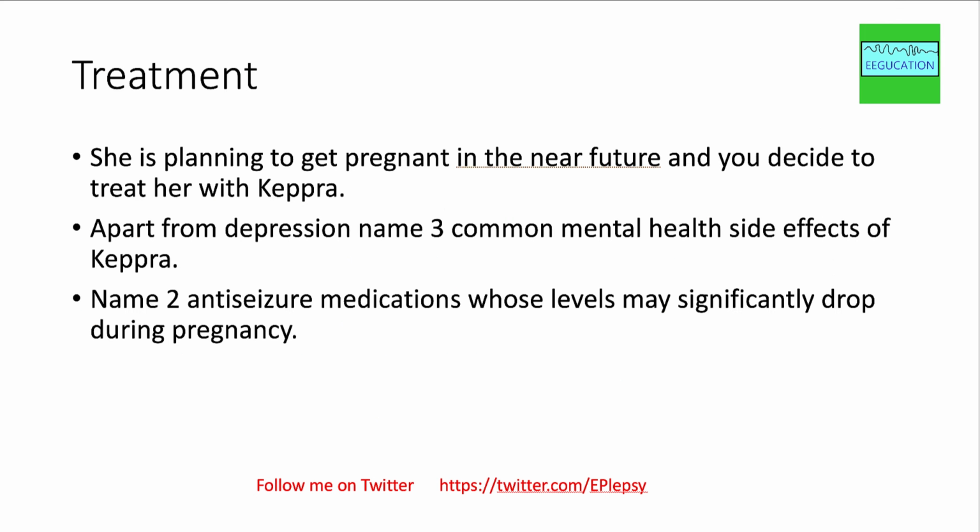In terms of treatment, apart from depression, name three common mental health side effects of Keppra. Keppra can cause mood swings, anger, anxiety, and depression. We said apart from depression, so it will be the other three, that is anxiety, mood swings, and anger. Rarely you can get psychosis, and rarely you can get other psychiatric side effects as well.